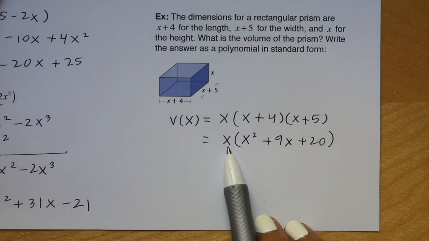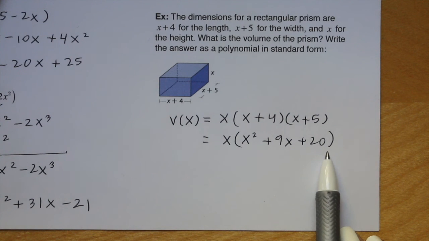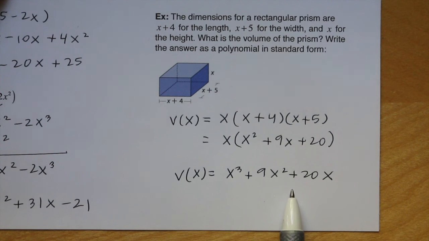Last step, we're just going to take this x, distribute it to all three, and then we'll be done. And here's our answer for the volume of the rectangular prism.